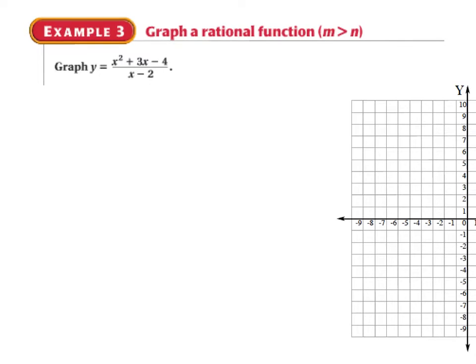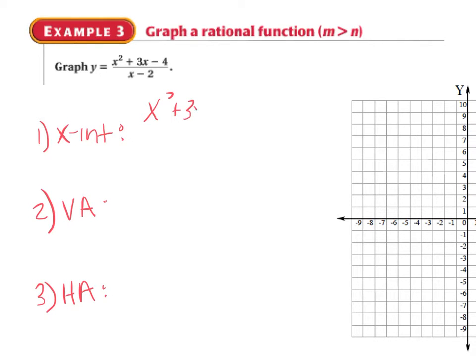So write down this rational function and we'll get started working on it by looking at the x-intercepts, where the vertical asymptotes are, if there are any, and then the horizontal asymptote, if there is any. Alright, this one's fun. As you recall, your x-intercepts come from the numerator. So when you see x squared plus 3x minus 4, factoring those quadratics should come back to your mind.